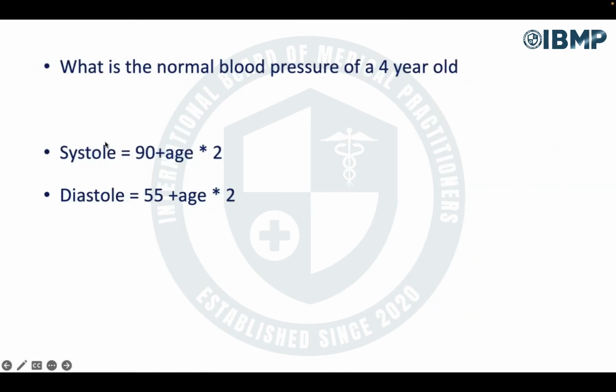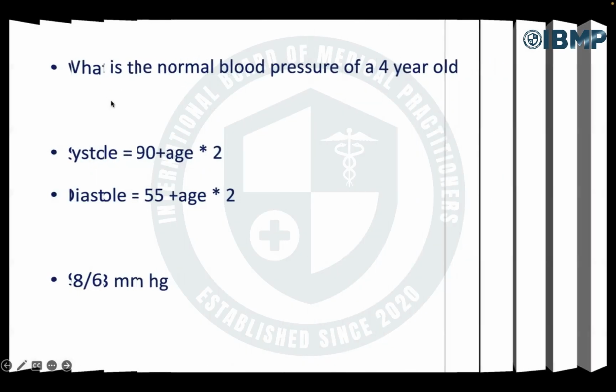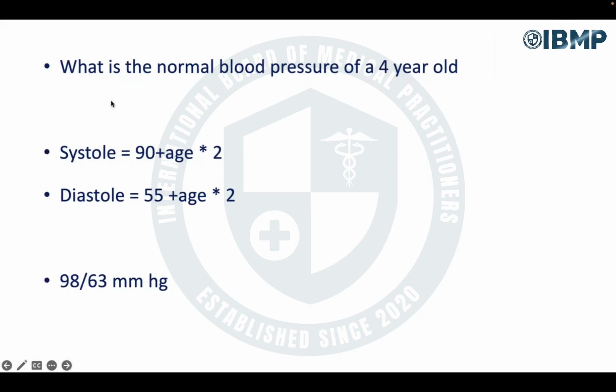So this is a simple one you should know. 90 plus age into 2 and 55 plus age into 2. If you calculate it, the answer will be 98 by 63. So 98 by 63 is the answer. In congenital heart disease, you need to check the blood pressure because there are some congenital heart diseases where the blood pressure of the upper and lower limbs is different. That's why this question has come in cardiology in congenital heart disease: what is the normal blood pressure of a 4-year-old. Let's go to the next slide.